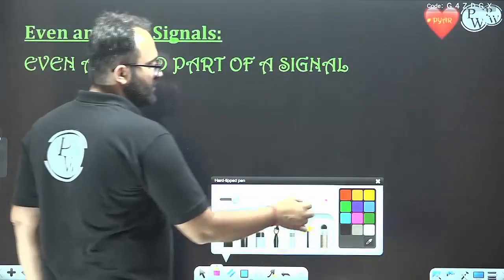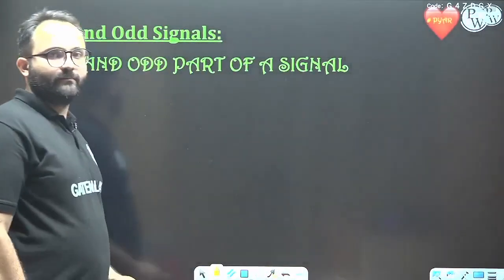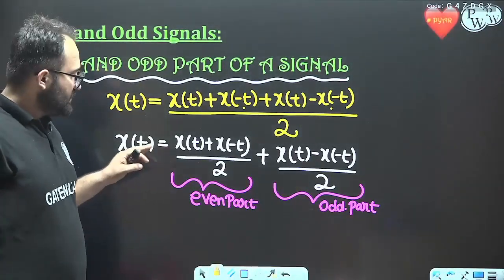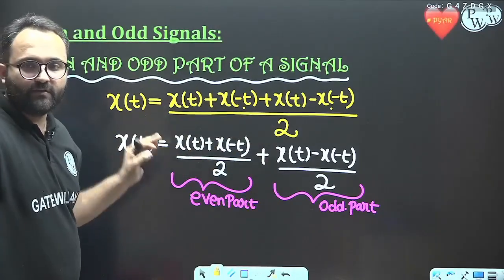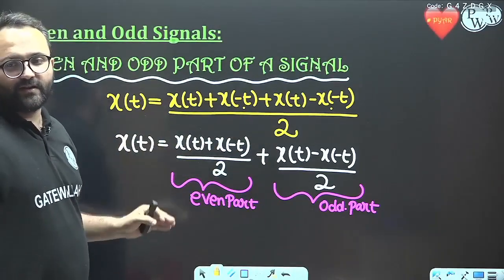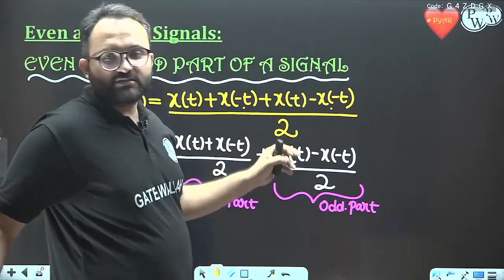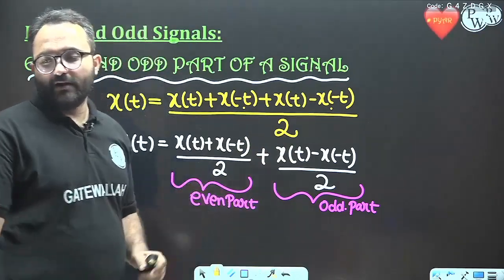Similarly, we can have for the discrete time domain also. Okay, xt is written as even part plus odd part. What is even part? Even part is xt plus x of minus t divided by 2. xt minus x of minus t divided by 2 is the odd part.